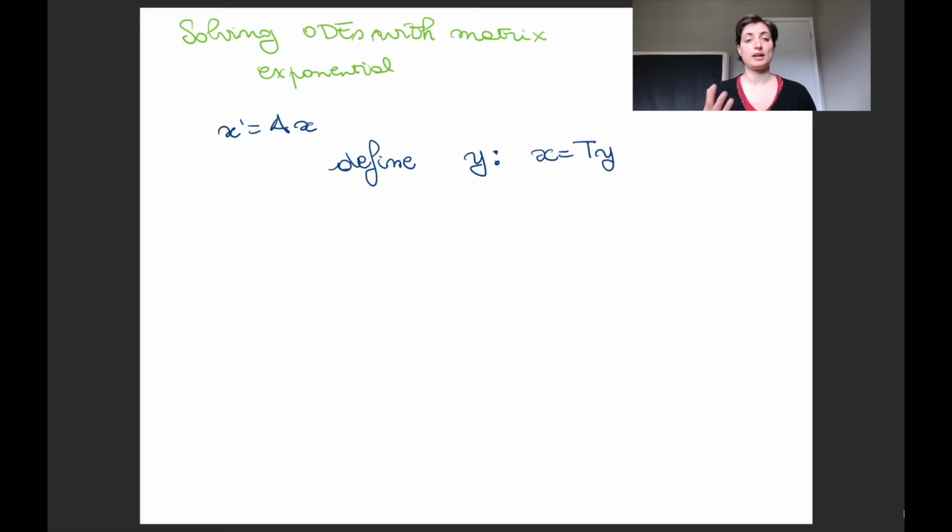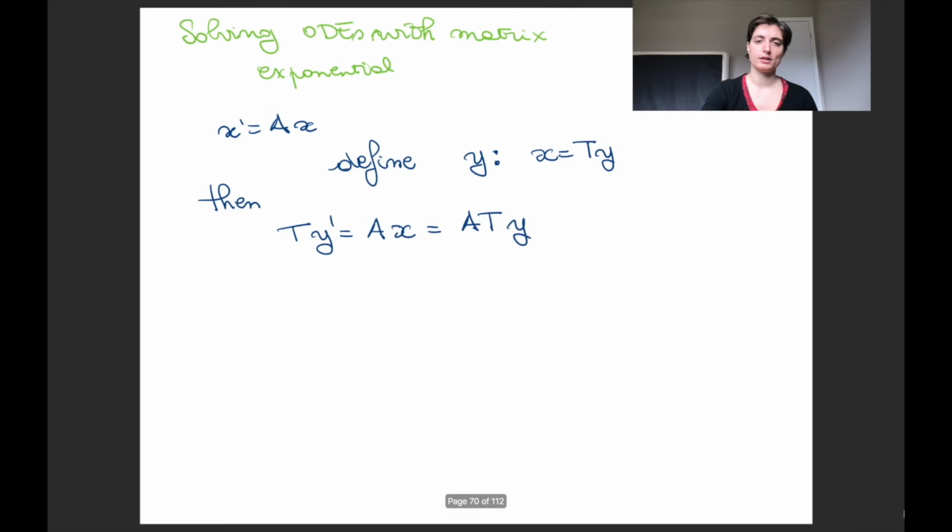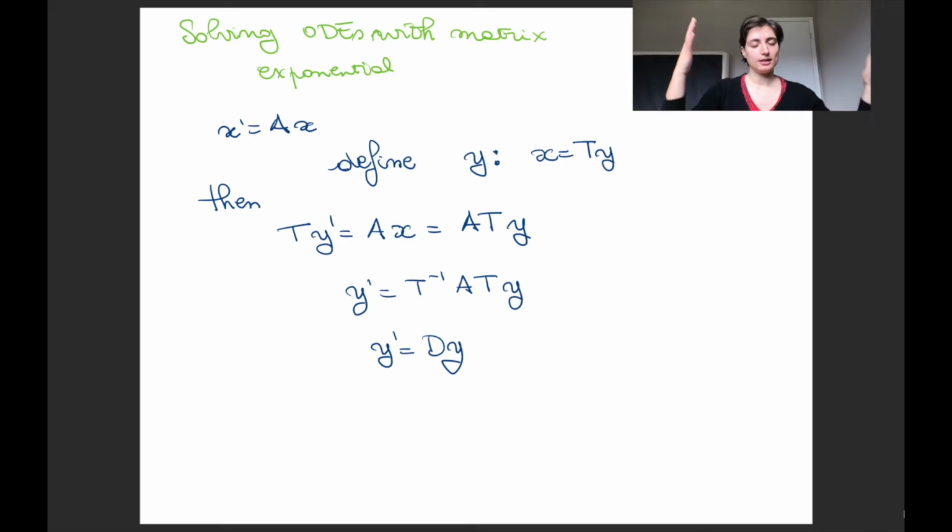X prime equals AX. We define a new variable y such that x equals Ty. Then T times y prime equals Ax. That is, Ty prime equals ATy. Then we have y prime equals T inverse A times T times y. That simplifies to y prime equals Dy, with all the conventions that we have just introduced.